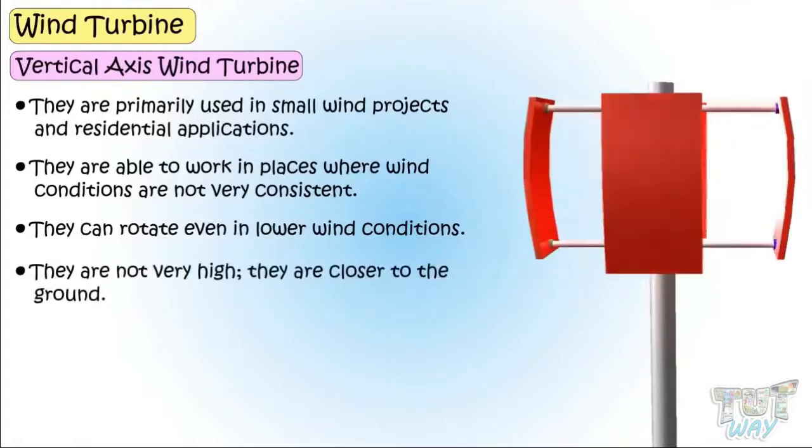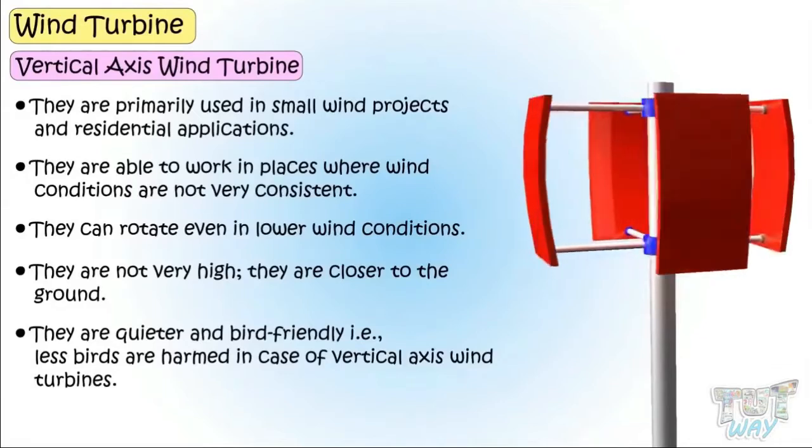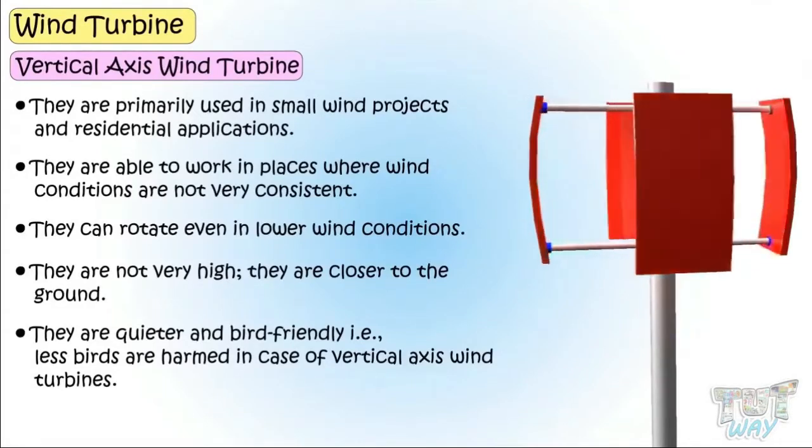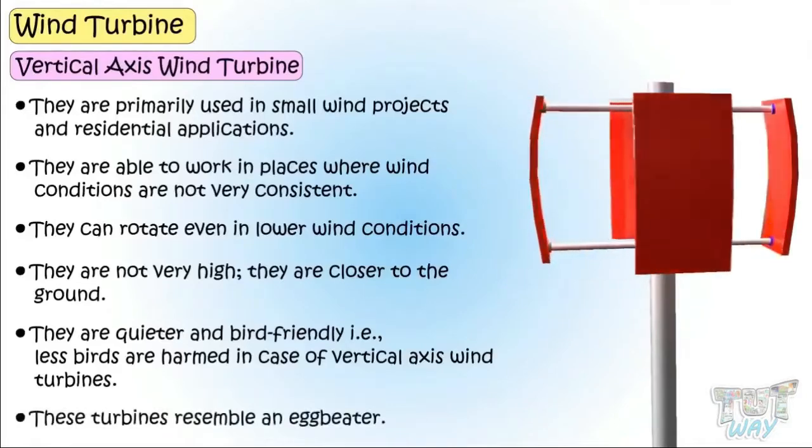They are closer to the ground. They are quieter and more bird-friendly. That is, a lesser number of birds are harmed in case of vertical axes wind turbines, and these resemble an egg beater.